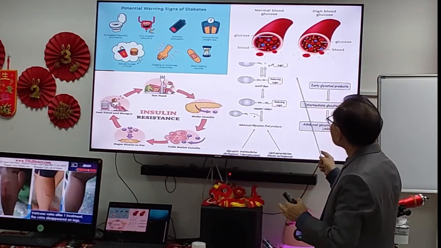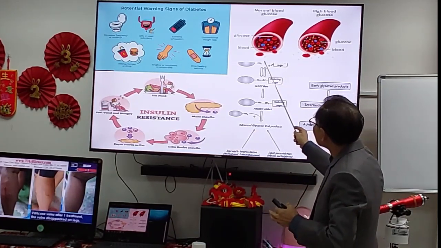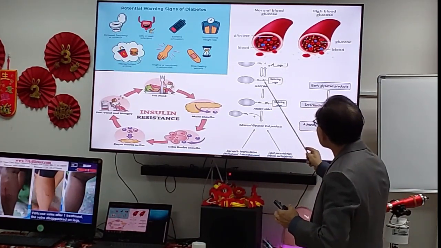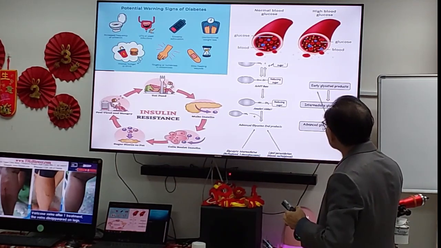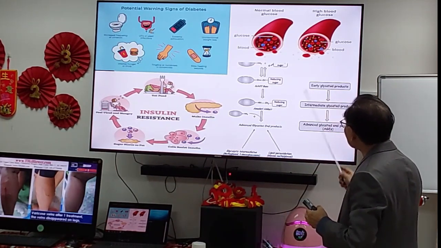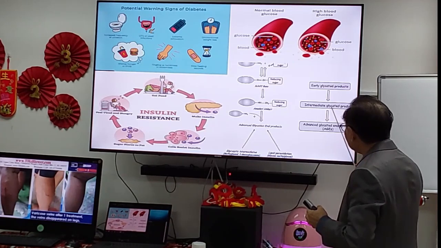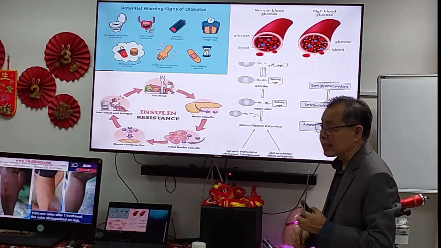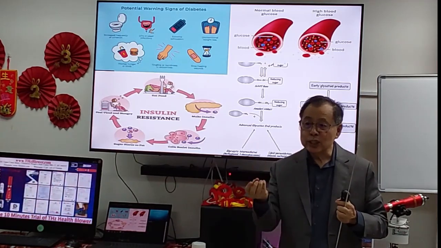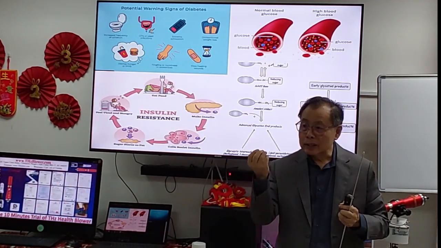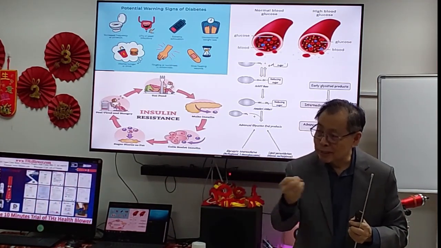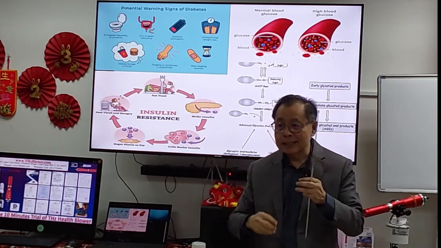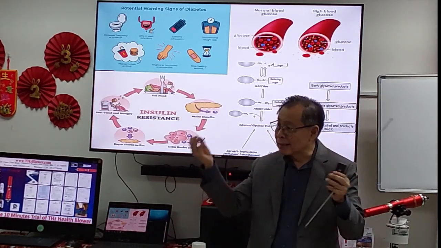And what happens is that they begin to oxidize. And you begin to get glycated products and go on to advanced glycated end products. The word glycation simply means that the glucose combines with something else, like your protein. Can be blood.